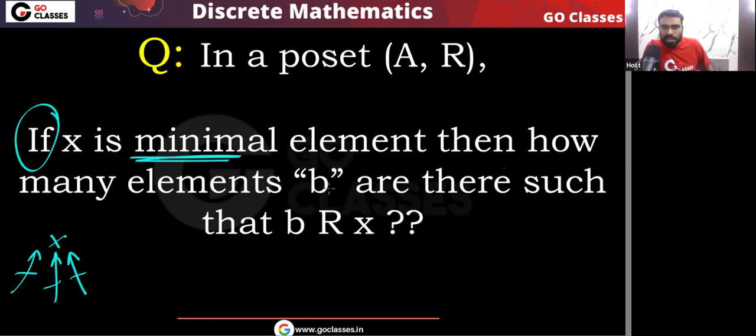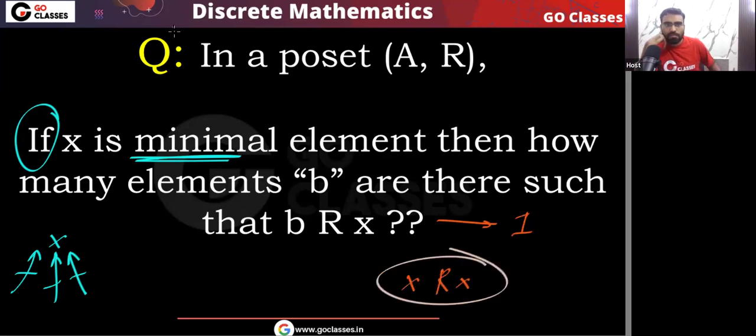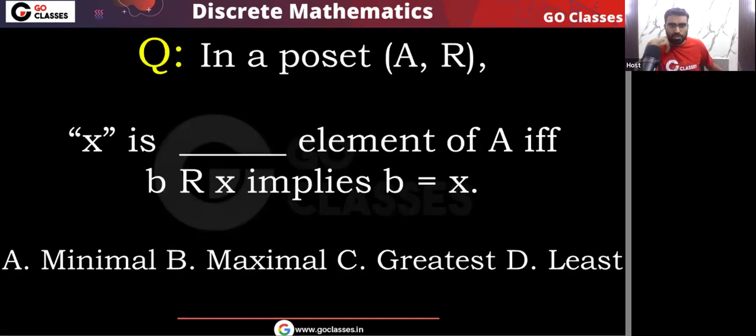Okay. Then how many elements are there who are related to X? Again, the answer will be 1 because X will be related to X. Okay. Let's see the next question. Tell me the answer for this question. What should I write here? X is what kind of element?